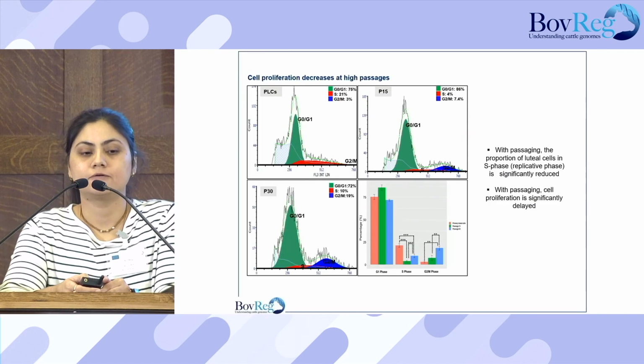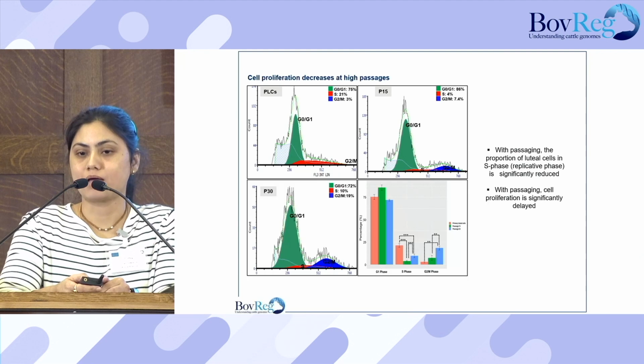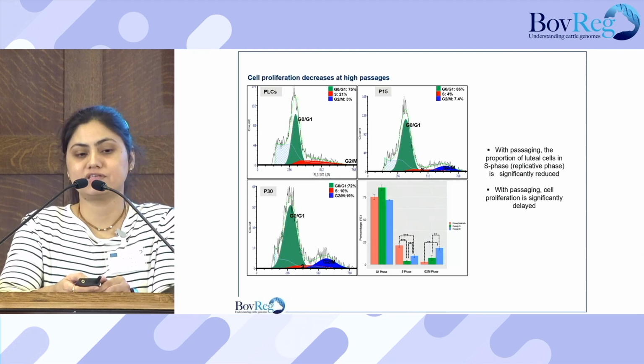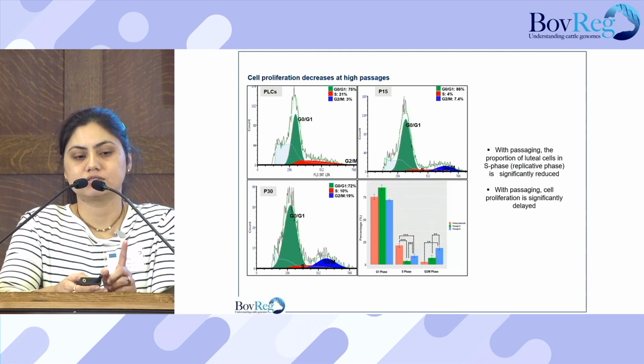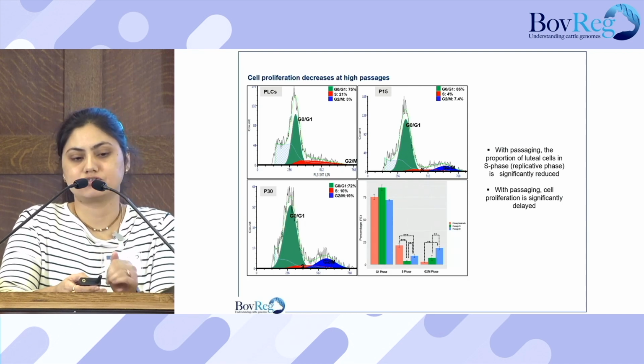And next, the passage number also hampered the cell proliferation. We see that the percentage of the luteal cells, the primary luteal cells, was higher in the S phase, but the proportion went down as we passaged the cells.